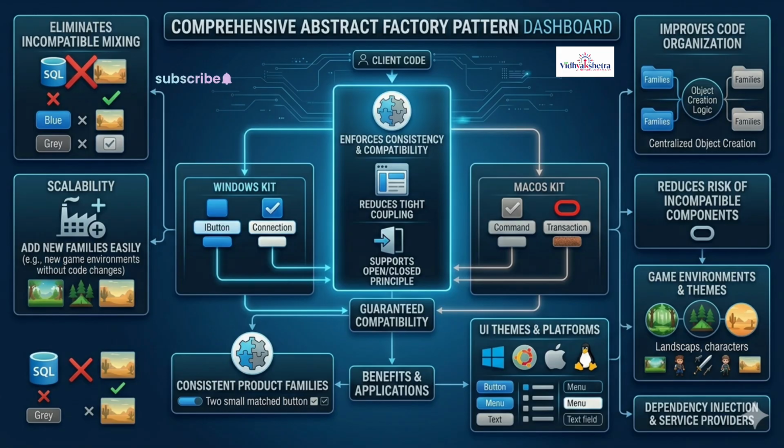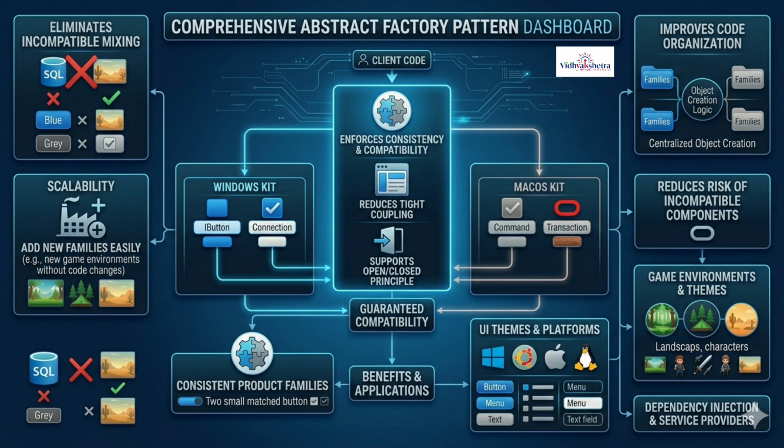The abstract factory pattern is used to address several challenges associated with object creation in complex systems, particularly when dealing with families of related objects. One of the primary reasons for using this pattern is to ensure consistency and compatibility among objects that are designed to work together. When objects are created independently, there is a risk of mixing incompatible components, which can lead to errors and unpredictable behavior. The abstract factory pattern eliminates this risk by ensuring that all objects are created through a single factory that enforces compatibility.